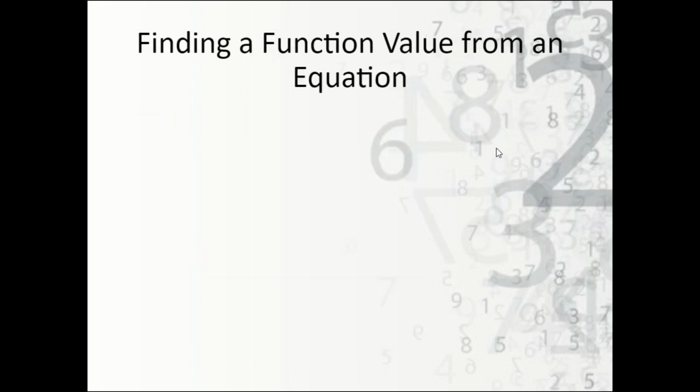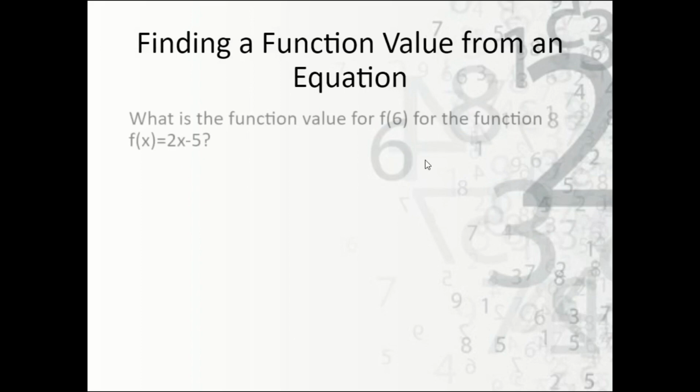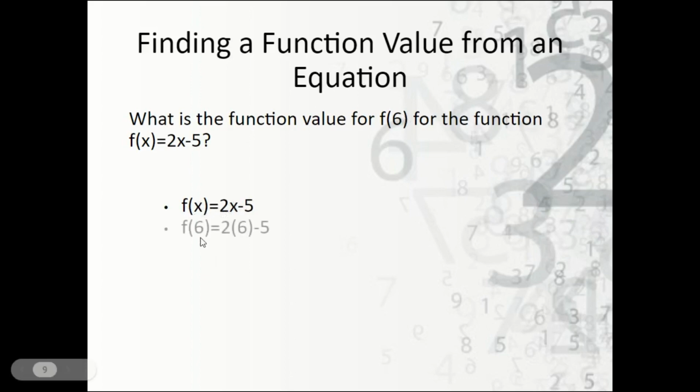Now, how do we find a function value from an actual equation? It says, what is the function value for f of 6 for the function f of x is equal to 2x minus 5? So what we're going to do is take f of x equals 2x minus 5, and plug 6 in for x. So it goes here and here. So f of 6 is equal to 2 times 6 minus 5. Well, 2 times 6 is 12. 12 minus 5 is 7. So the function value for f of 6 is 7.